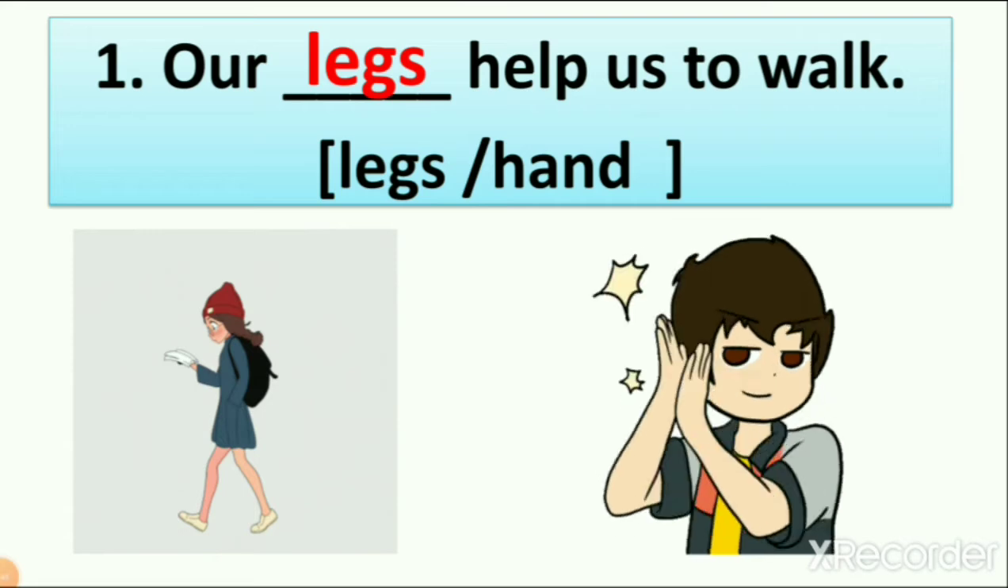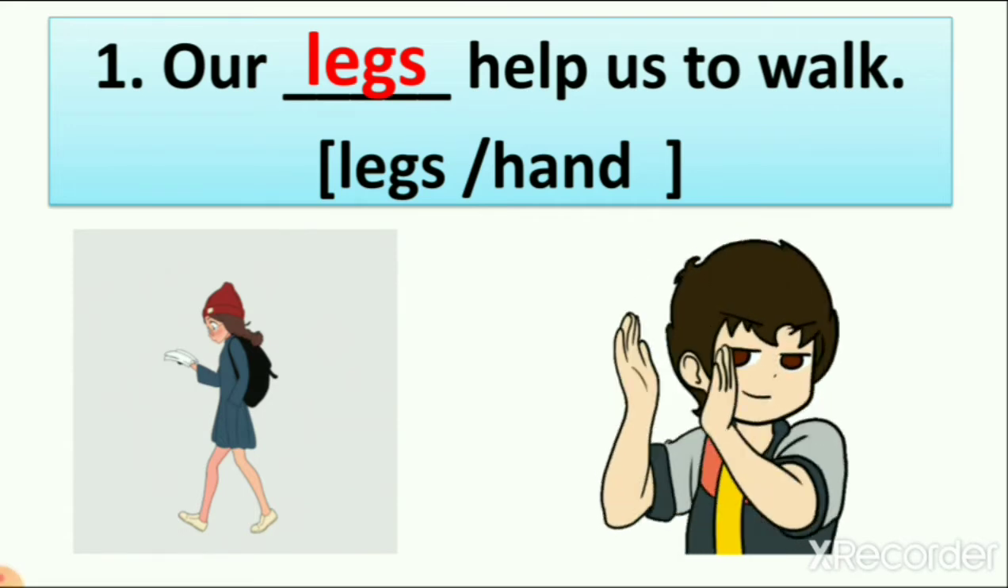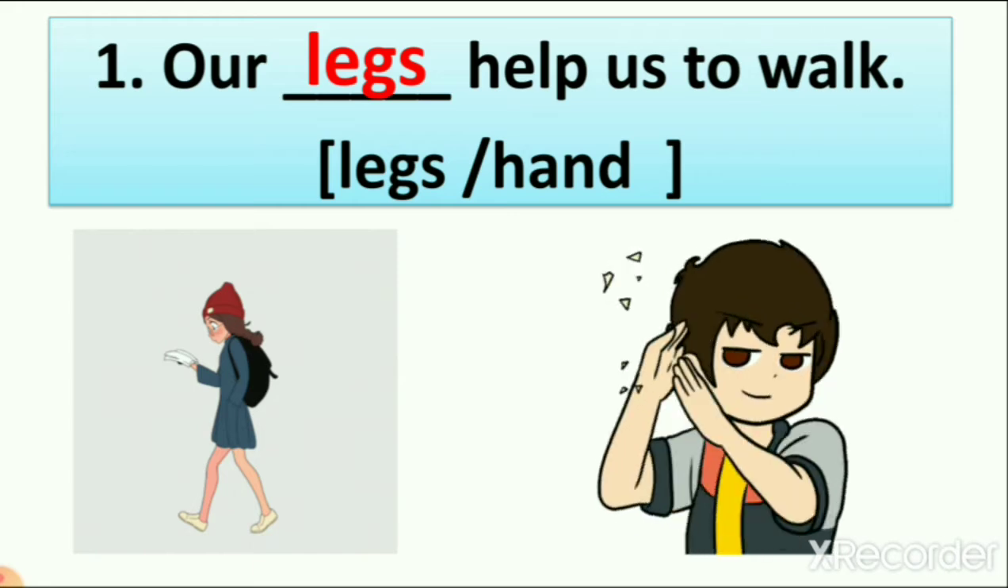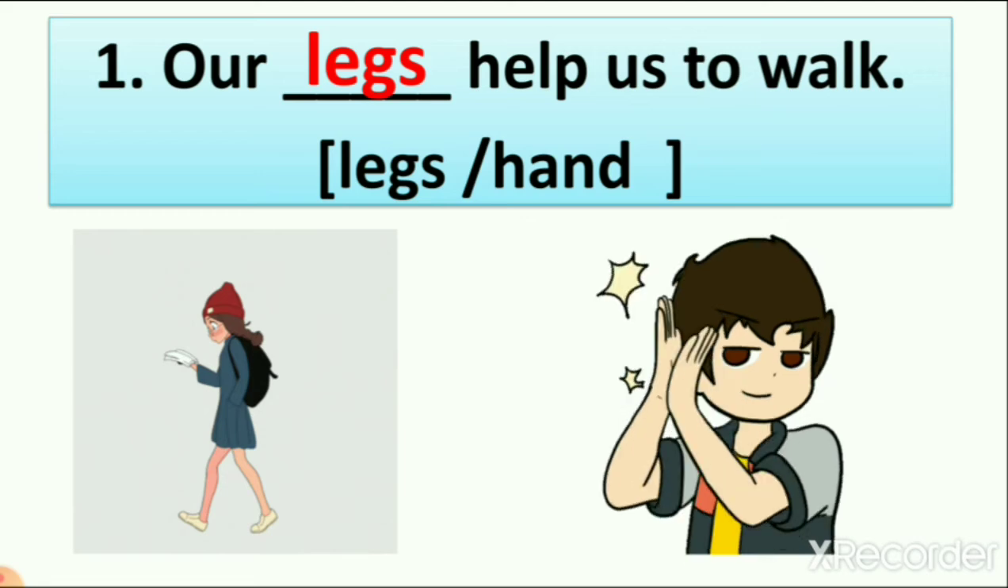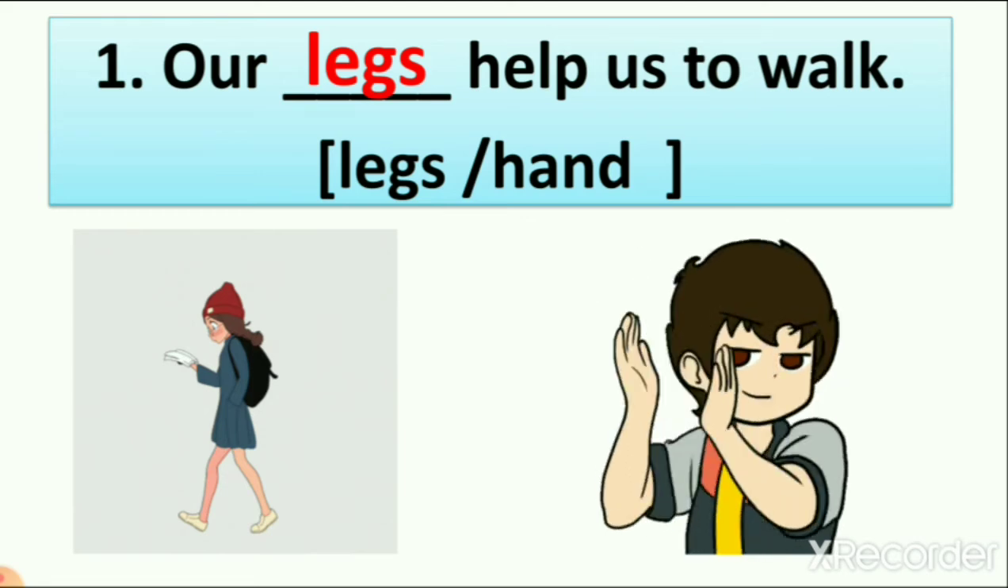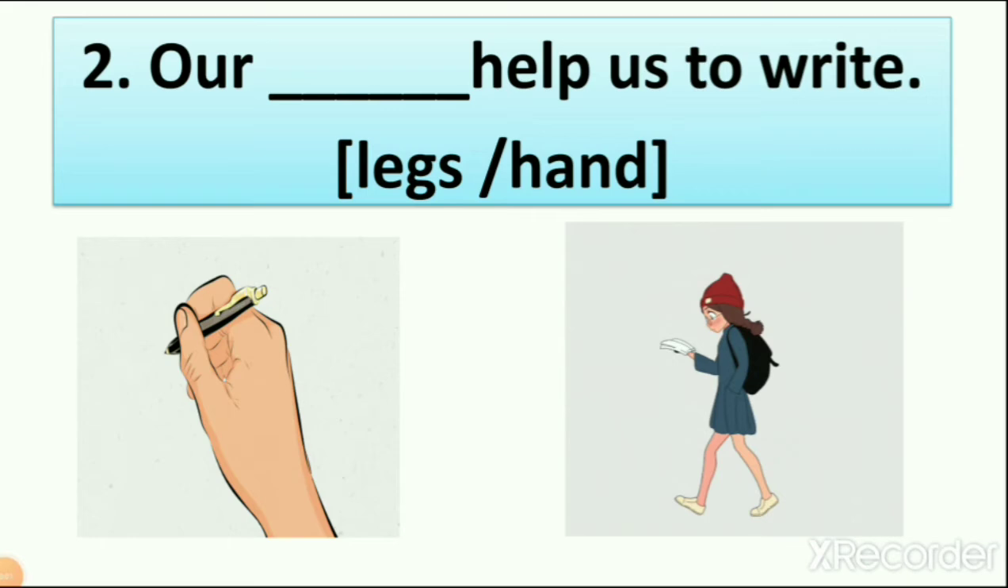First, our legs help us to walk, right? So we have two options, legs and hand. Here you can see one boy is clapping, in which he is using his hands, and a girl is walking. So what is the girl using? Legs. So the answer is our legs help us to walk, right? Then the second, our dash help us to write. So we have two options, legs and hands. In one option you can see that we are using our hand for writing, and in the second you can see one girl is walking. So in which are we using our hand? We are using our hand in writing. So the answer is our hand helps us to write, right?